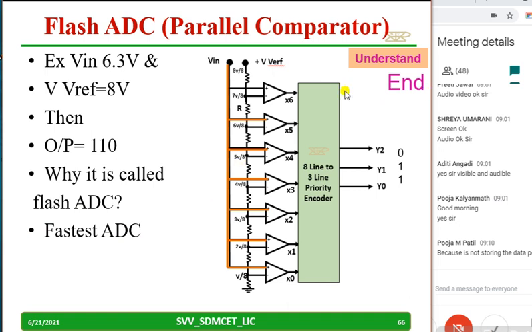I simply give the input, so the operation is also very simple. Within no time I'll get output. No charging, no discharging, no counter, nothing else. Simply give the input, get the output. That's all. That's why it's called a flash A to D converter. It is the fastest A to D converter.